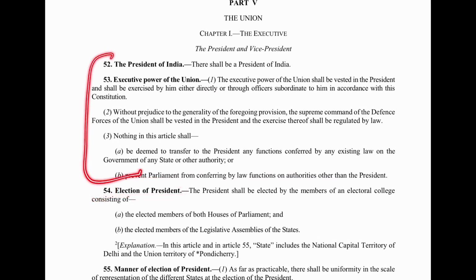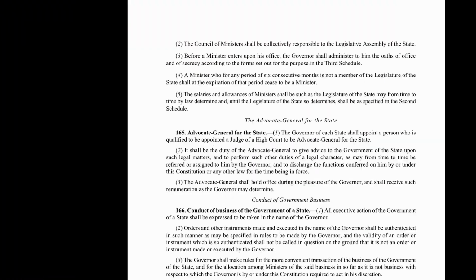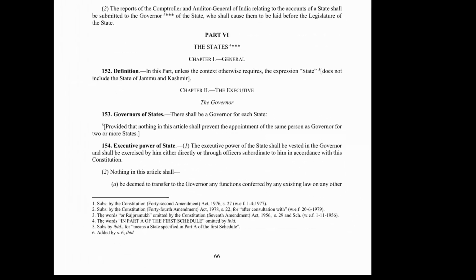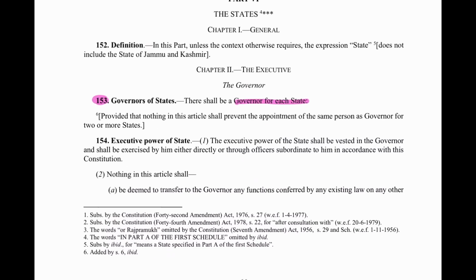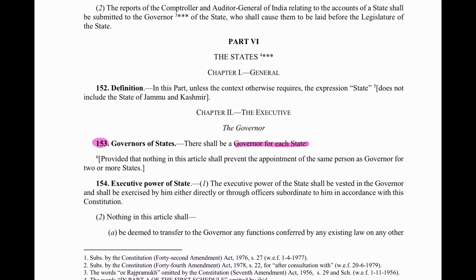So what does 52 and 53 have to say, right? Firstly, if we'll try to understand कि President के बारे में क्या बोला जाता है. So the first article 52 itself says that there shall be a President of India. ठीक है, very clear, given in the Constitution. Similarly, because I am comparing both of these for you, so I'll do it simultaneously. 53 कहता है there shall be a Governor for each State. Okay. Now they are also telling provided that nothing in this article shall prevent the appointment of the same person as Governor for 2 or more States.